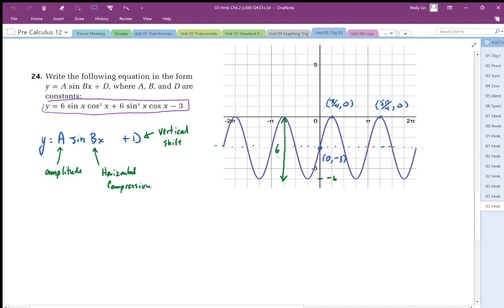we can see that the amplitude is going to be 3. So the a value must be equal to 3. So top to bottom is going to be 6, so the amplitude is 3. So I'm going to start writing this in. So y is equal to 3 sin.